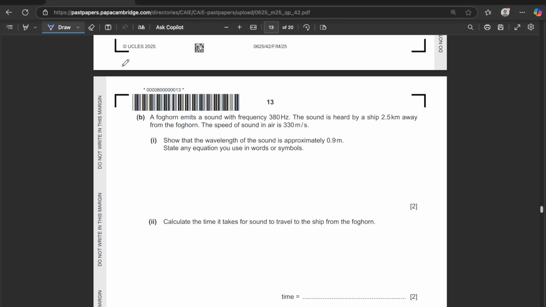So I have to use the wave equation. V is equal to F lambda. Lambda, wavelength, is equal to V by F, but you don't really have to write this. So V is 330 and F is 380. Divided, you get 0.868 and so on, and that is approximately equal to 0.9 meters.